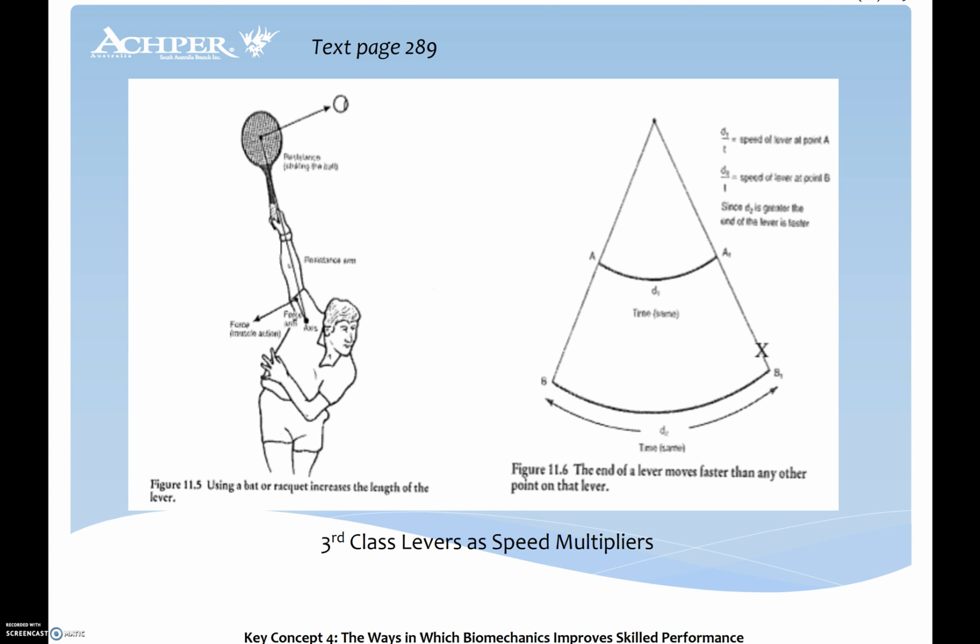We can see here speed multipliers: our axis point, our resistance arm, and then our resistance here. Let's call it a fulcrum, effort, and load. So it's our third class lever, and we have that bigger range of motion. If we're hitting the ball from here, we will generate less speed than if we're hitting the ball from there.